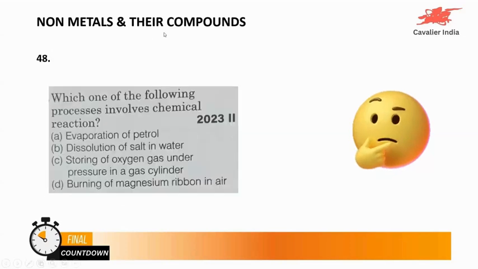Which one of the following processes involves a chemical reaction? Evaporation of petrol, dissolution of salt in water, storing of oxygen gas under pressure in a gas cylinder, burning of magnesium ribbon in air. Which is the right option?